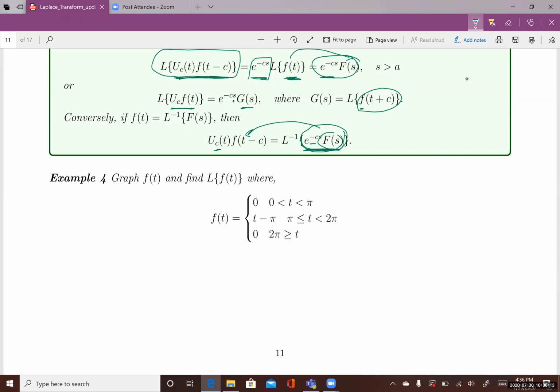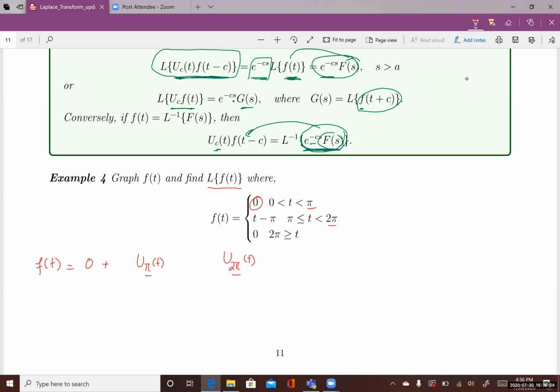Now let's look at the next example here. We're given a piecewise function, with steps at pi and 2 pi, right? Before we try to find the Laplace transform of this function, maybe it's worth it to convert it into a unit function. So f of t, we start with 0. So it's just 0 plus, and then you have u of pi of t, and u of 2 pi of t. So there are two steps right here.